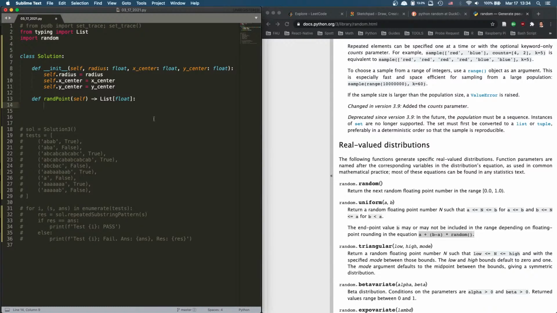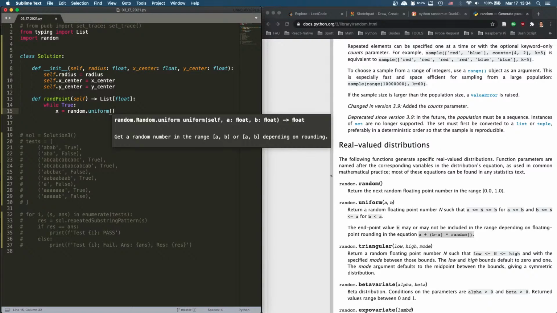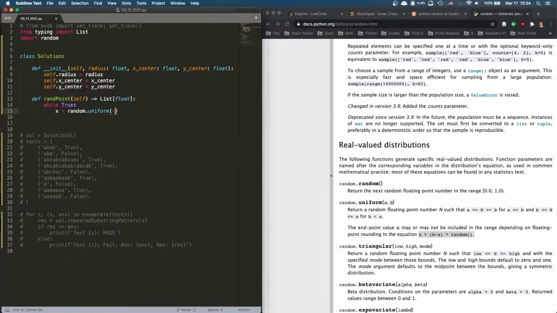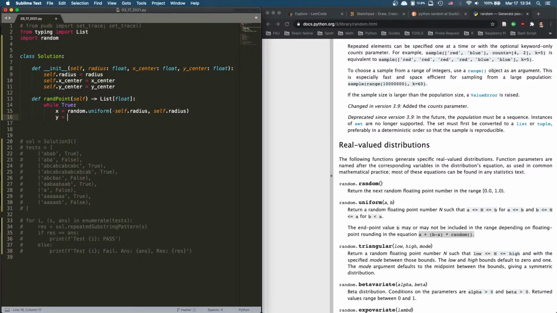So we're gonna say while true, x is gonna be random.uniform, right? So a is going to be minus self.radius and self.radius, right? Y is going to be exactly the same.